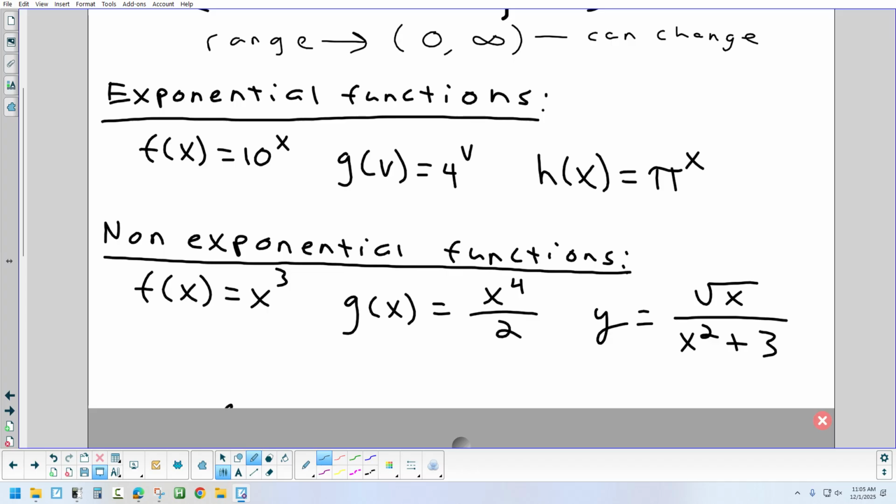So any questions on the ones that are exponentials and the ones that are not? Or does anyone have an example? What if you had this and this? Would that be exponential? Something like that.